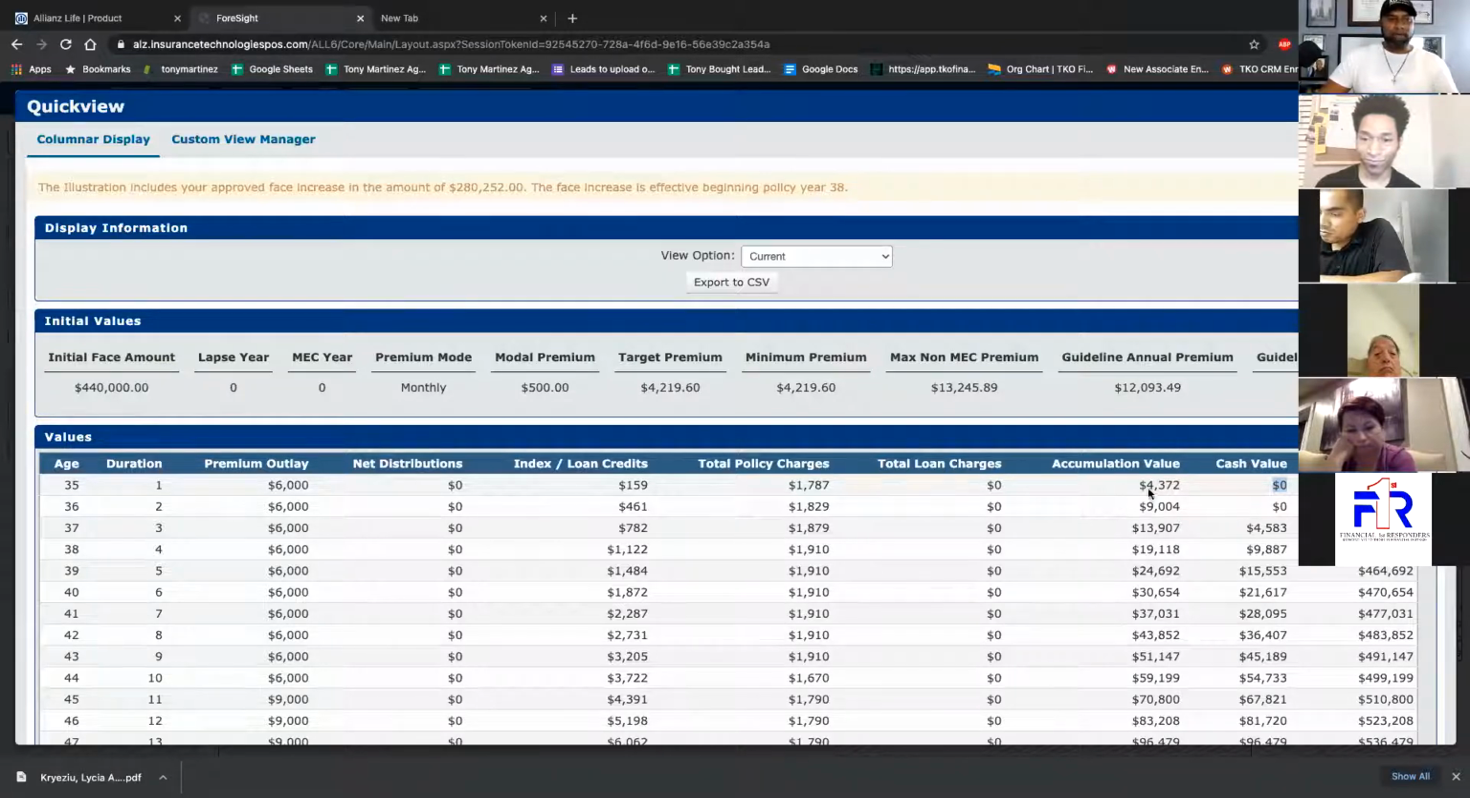But Tony, why do I have less in here the first year than what I put in? The difference between what you put in and what it's worth was your cost. That's your cost of insurance. That's the cost that you paid to have this death benefit.